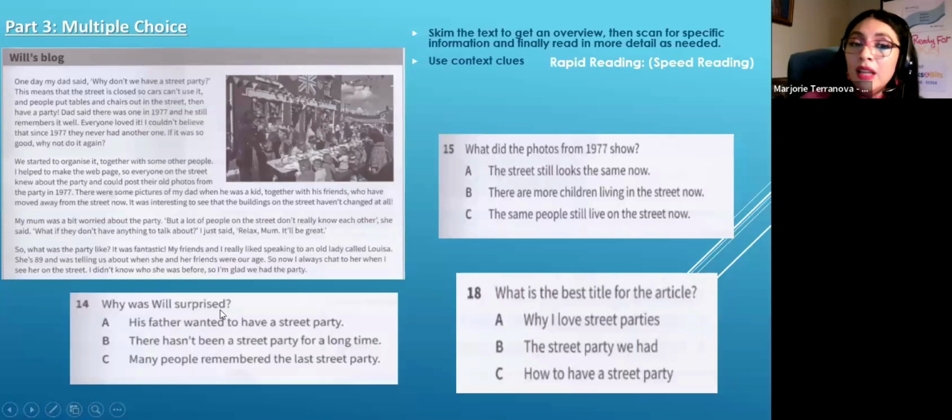In 14, we never found surprise, but we identify, oh, everyone loved it. I couldn't believe that. What is that? That since 1977, they never had another party, right? And remember, eliminate the options, be cautious with distractors.